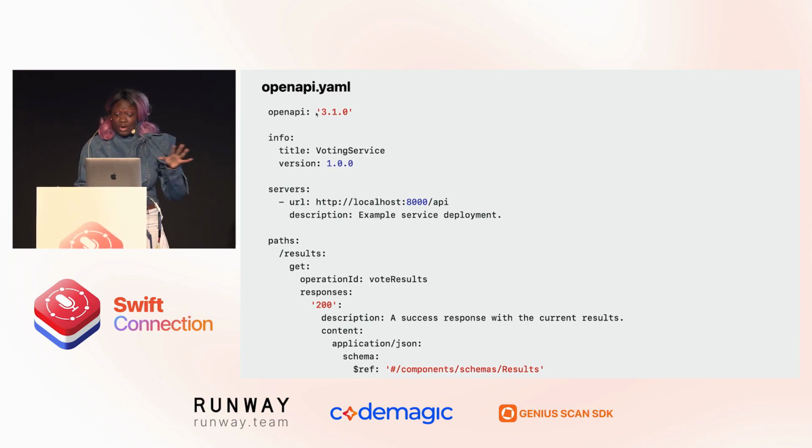Now let's take a look at the OpenAPI document. In this document, I've named my API voting service. I've listed a base URL for the server and defined a path and request for my API. I defined my results path and a get method named vote results. The results schema reads that each result returned by the results endpoint is an array of objects, and each object represents the voting results for a specific memoji.